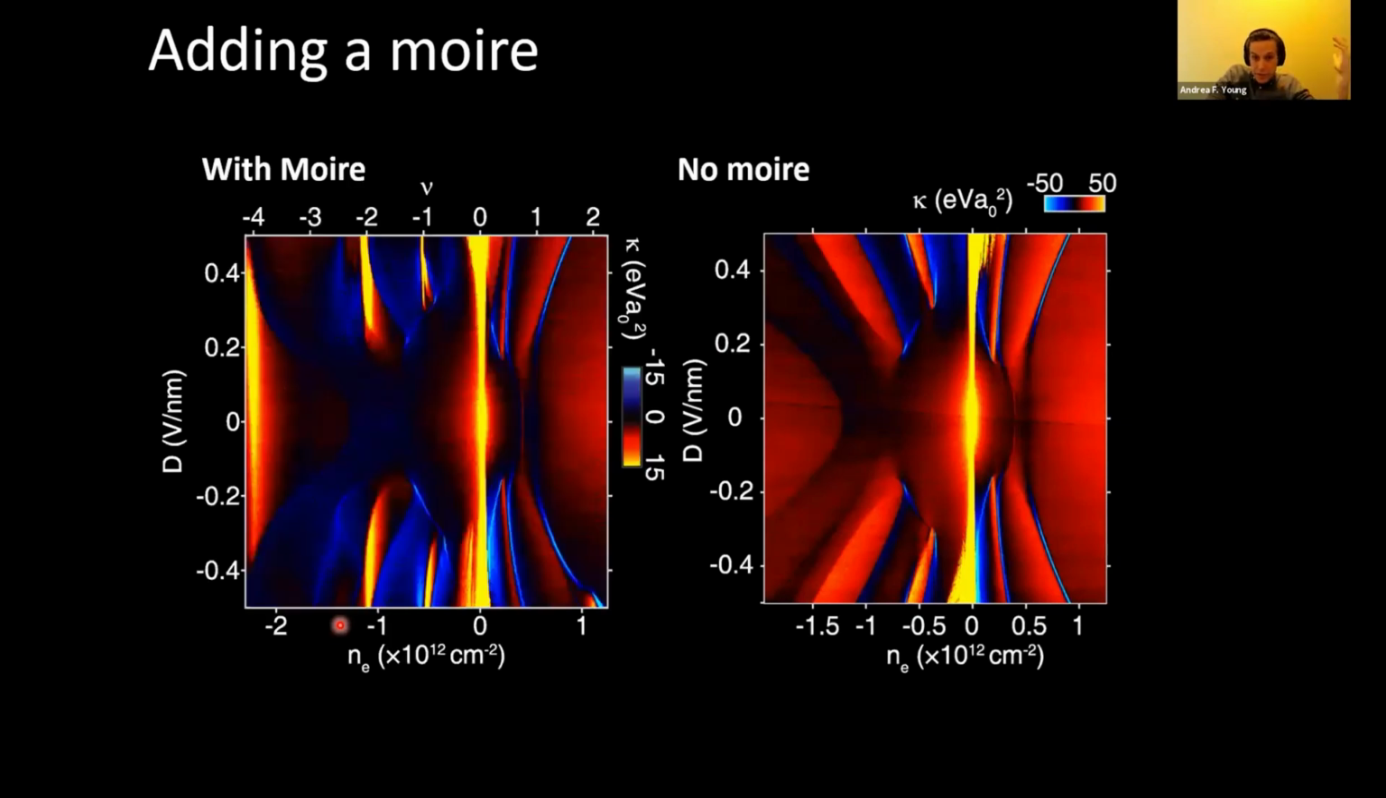So let me just show you the comparison between a system with no moire, so ABC trilayer with no moire, and one with a moire. And the basic message is that the correlation physics is very similar, but now you can have insulating gap states at finite density. So you're seeing here at nu equals -1 and -2, you have incompressible states. Those are basically your correlated insulators. You also have an incompressible state at nu equals -4. That's the edge of your moire band.